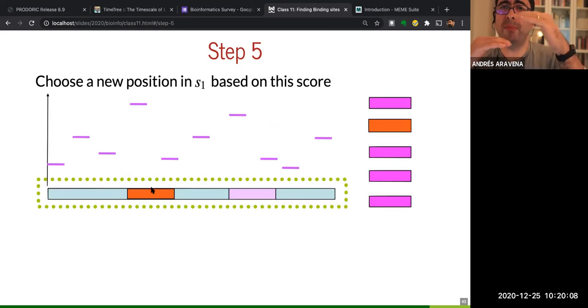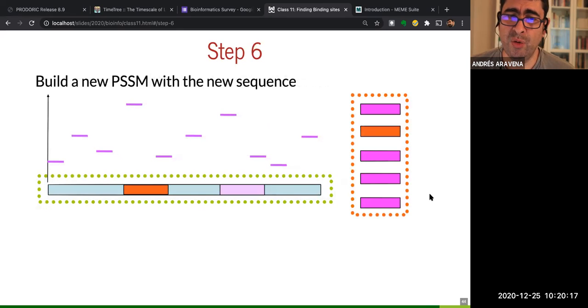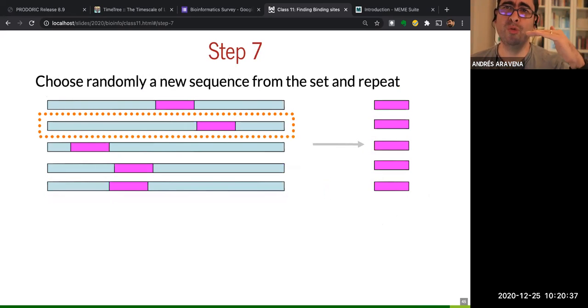So you go replacing one by one with the new sequence that has the better score. Then you get a new matrix and you improve it. You start with a very bad matrix, but that matrix allows you to find sequences that will make the matrix better, and you repeat this. You choose one sequence, you build the matrix with all the other sequences, and you look in the sequence that you chose.